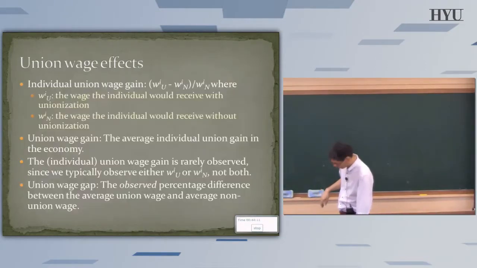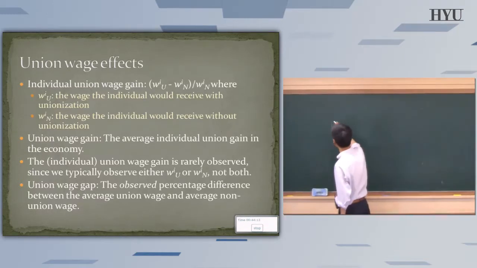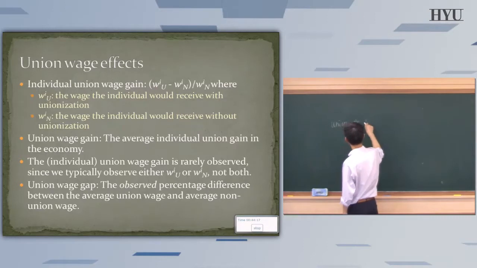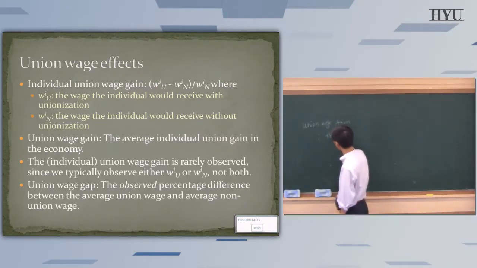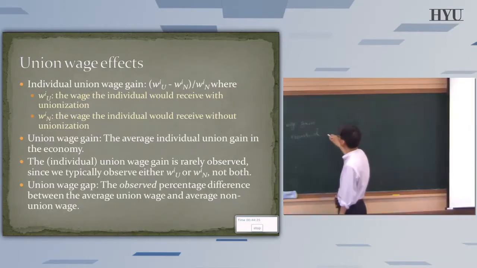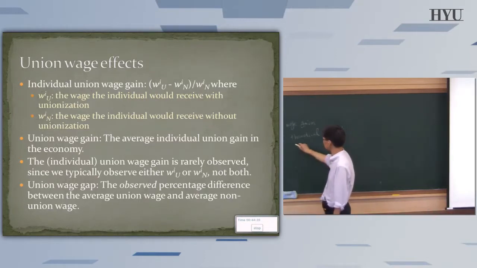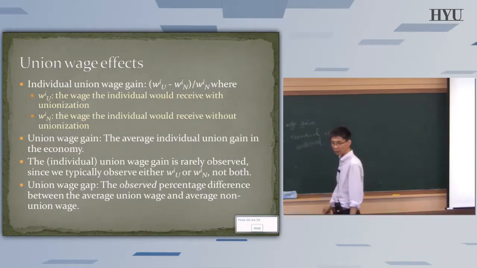Okay, let me explain this way. Union wage gain is a theoretical concept that is unobservable, actually, unobserved. Okay, why? Because we see only WU or WN.